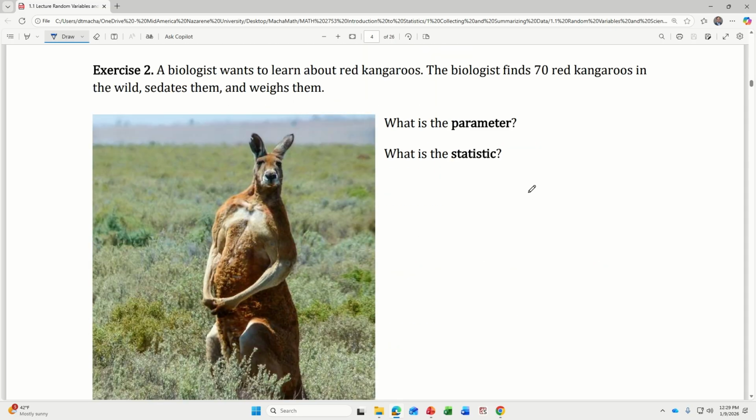What do you think in this situation the parameter is? What are we trying to learn about?